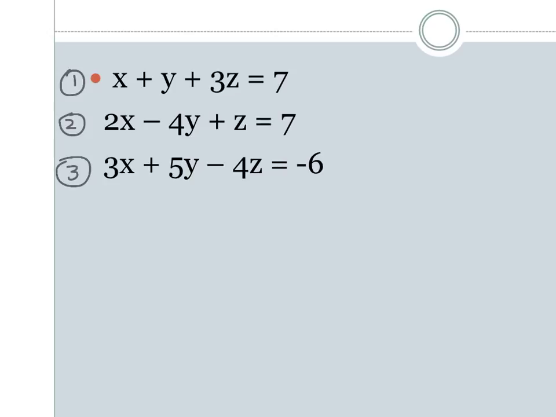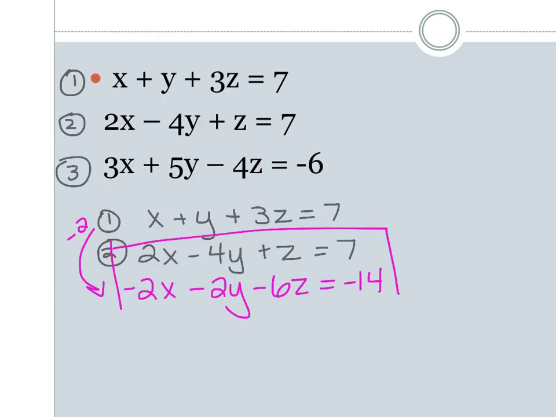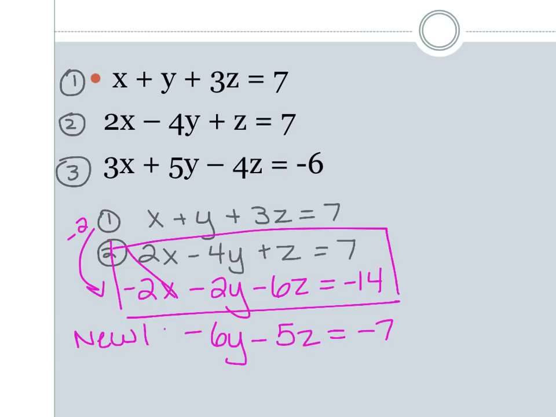And let's just start with the x's. So I'm going to do 1 and 2: x plus y plus 3z equals 7, and 2x minus 4y plus z equals 7. So to cancel out the x's, I'm going to have to multiply by negative 2. Negative 2x minus 2y minus 6z equals negative 14. And now I'm combining these two. These cancel. Negative 6y minus 5z equals negative 7, and this is new 1.